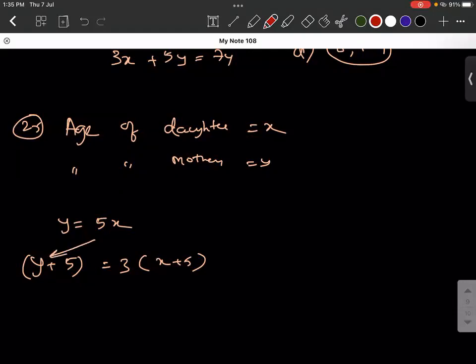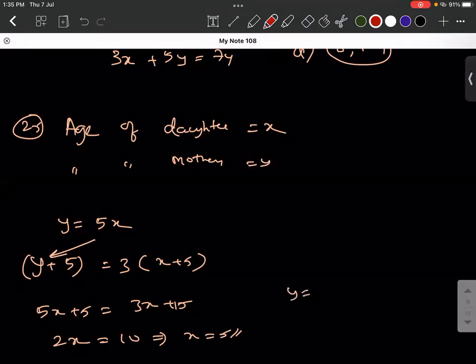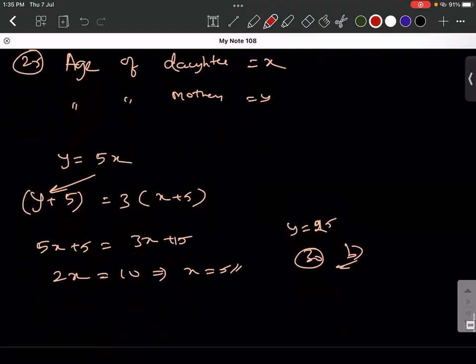In this problem, you can directly substitute 5x and solve. You can solve it using the substitution method. So 5x plus 5 is equal to 3x plus 15. 2x will be equal to 10, which implies x is equal to 5. So x is 5 means y is 25. So sum of their age is 30. Option B is the right answer.